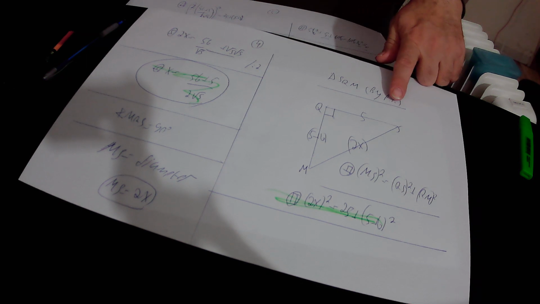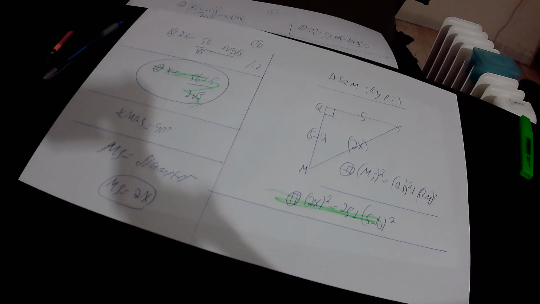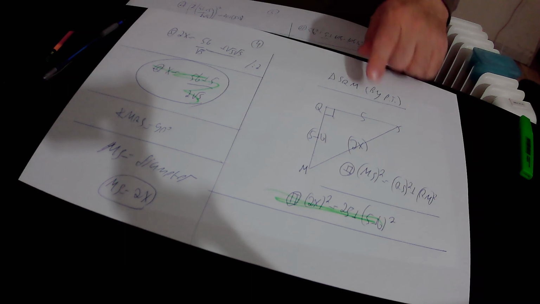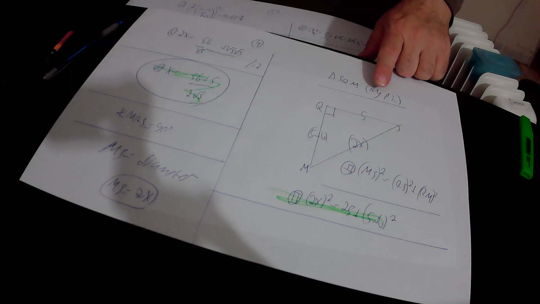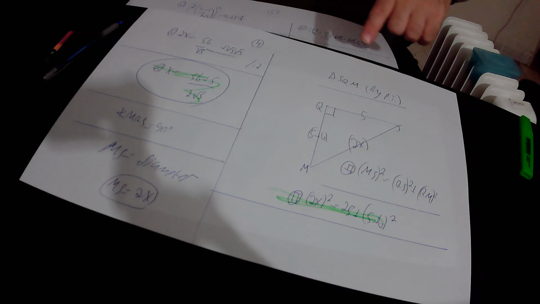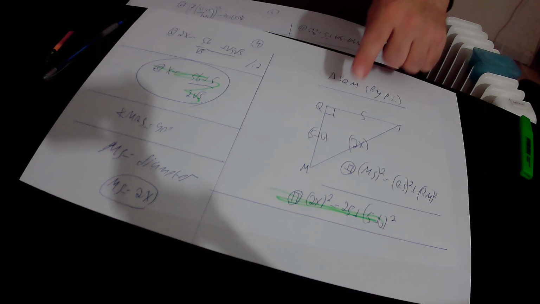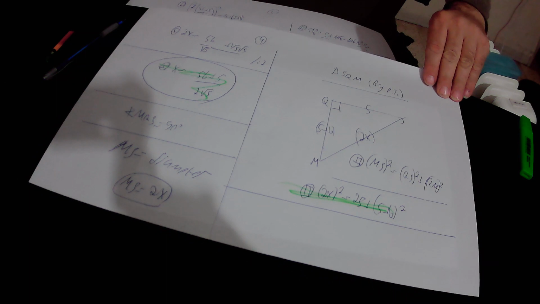SM squared equals QS squared plus QM squared. SM is 2x, therefore SM squared is 2x squared, and it must be equal to QS squared. QS is 5, therefore QS squared is 5 squared, that is 25, plus QM squared. QM is 5 plus B, therefore QM squared is 5 plus B squared. This is equation number 2.